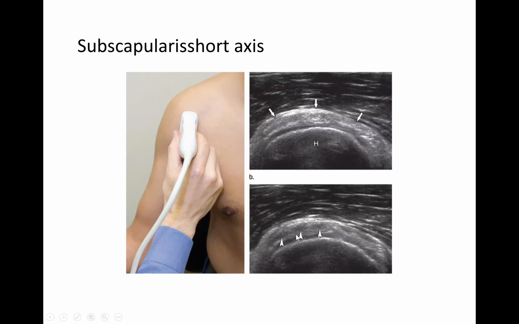In the short axis, we can see areas of hypoechogenicity and hyperechogenicity in between. It is because the subscapularis tendon is multipennate, so we can see the muscle and the tendon intermingle in between. So this is the normal echotexture of the subscapularis tendon.